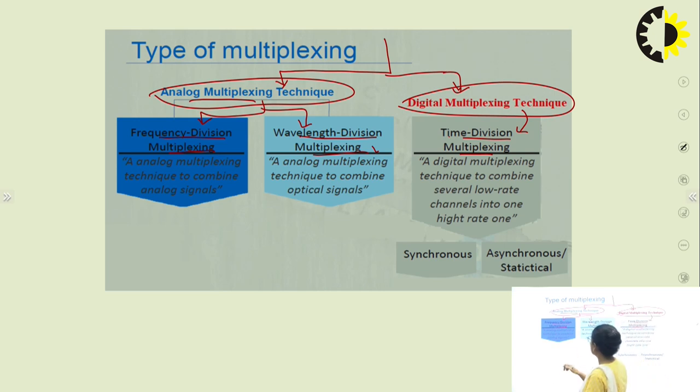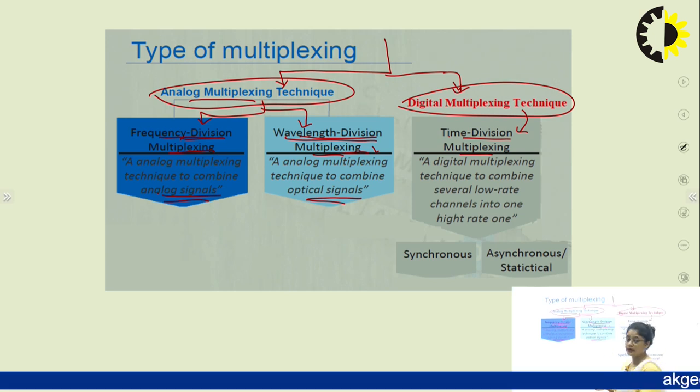Just for summarizing, we can say FDM, or frequency division multiplexing, basically works on analog signals. WDM, or wavelength division multiplexing, works on optical signals but focuses on them in an analog way. And digital multiplexing basically combines several low rate channels into one high rate one, and we look at the data being transmitted from a digital point of view in the form of zeros and ones.